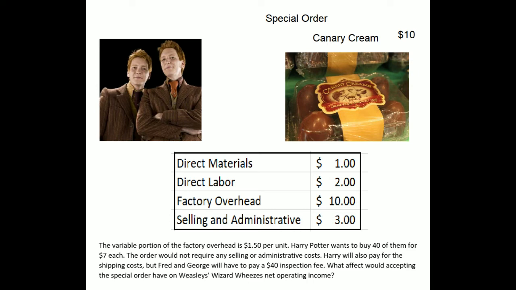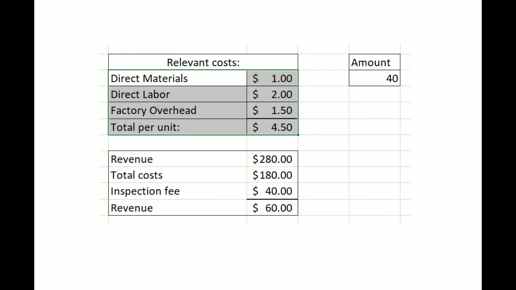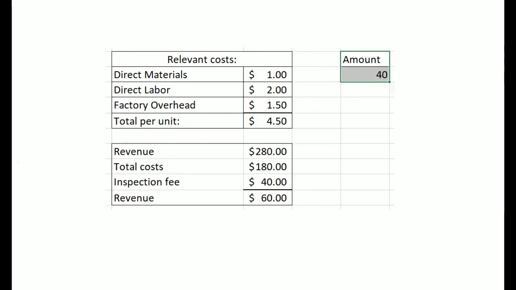So the way that we're going to solve this one is that, again, we're going to take all the relevant costs: direct materials, direct labor, and, because it says that only $1.50 of the overhead will be relevant, we're just going to take that $1.50. There is no selling and administrative for this special order, so these are not relevant. If we add all of this together, we get a total of $4.50 per unit. And remember that Harry wants to buy 40 of these candies.